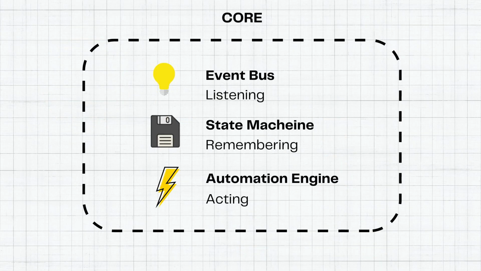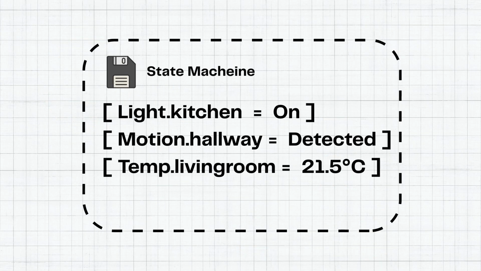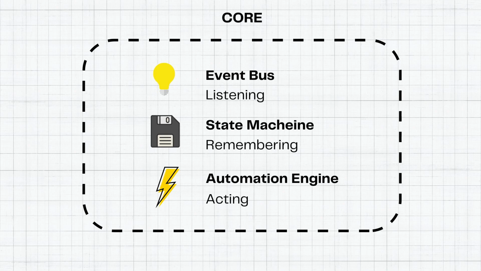While the event bus handles communication, the state machine handles memory. When an event happens, the state machine updates instantly, and automations can check those states to decide what to do next. Automations are where the magic happens.